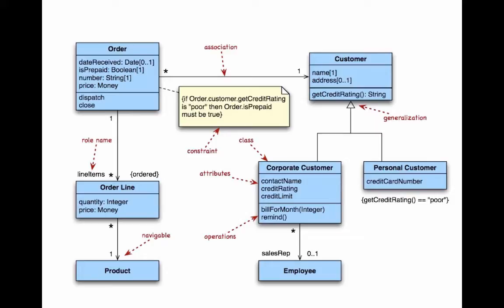Please pause the video and tell me how you might implement the date received attribute in a Java class named order.